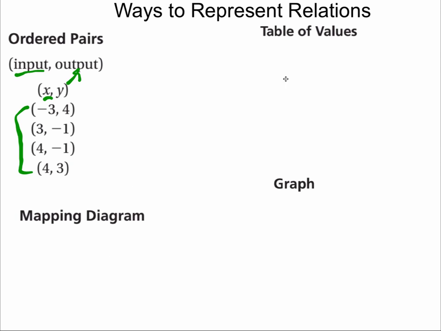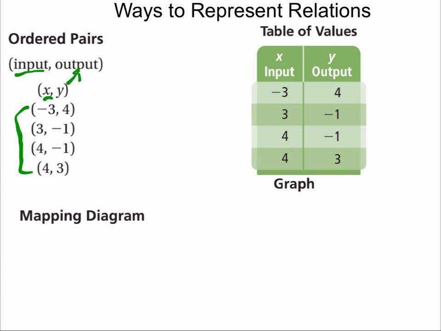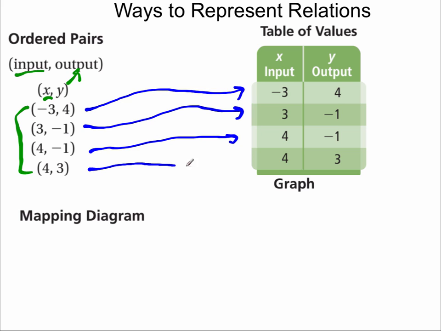Another way we can represent relations is with a table of values. Now, to make a table of values, you take each ordered pair and you break it up. You put your inputs, your X values, in the left-hand column. You put your outputs, your Y values, in the right-hand column. And each ordered pair gets a row. So the ordered pair -3, 4 translates to this table of values, -3, and then in the second column, 4. And you can see each one of these gets their own row. So if you have 4 ordered pairs, you will have 4 rows of data in your table of values.